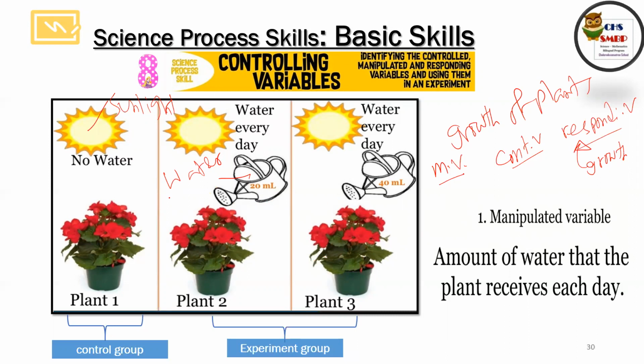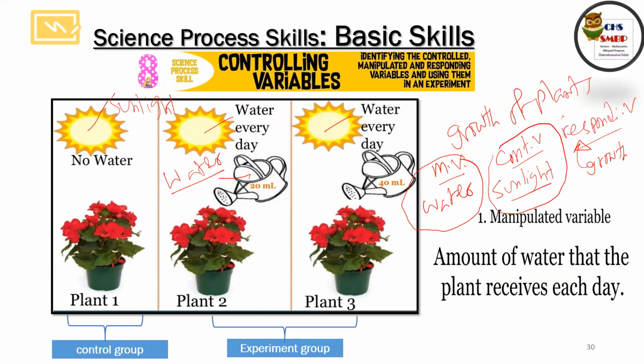Now, what do we change? We change the water amount. So water will be the changing variable. And the other variable, sunlight: do we change the sunlight? No, we do not change the sunlight. So sunlight will be the constant variable. I hope this helps you understand the manipulated variable, the constant variable, and the responding variable. Manipulated, you can change the variable. Constant, you do not change. And responding, the results you get.